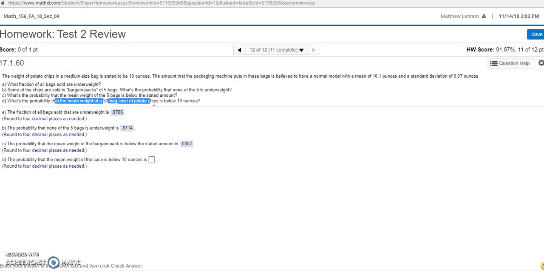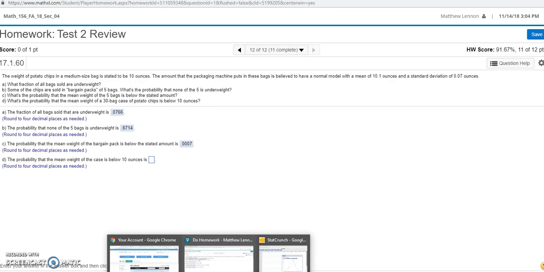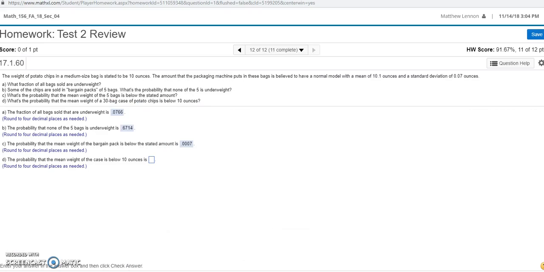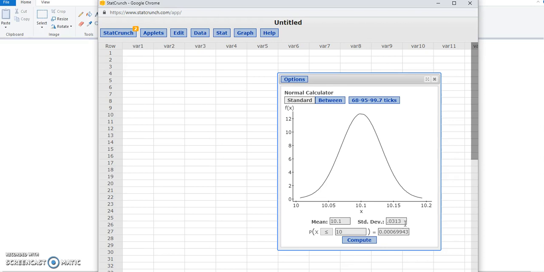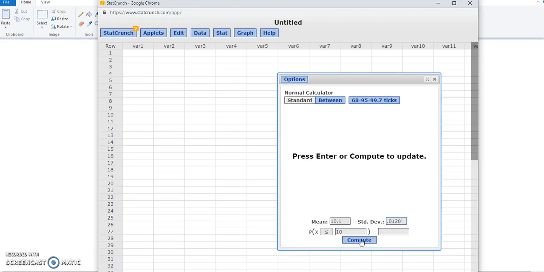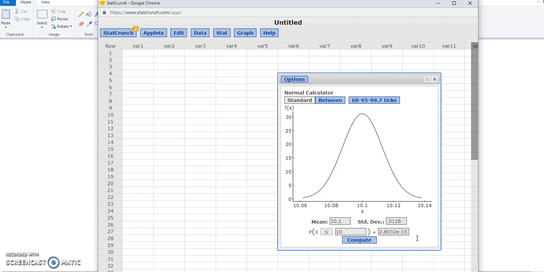And then for D, they're asking what's the probability for the mean weight of a 30 bag case. So now we're looking at a sampling distribution where the sample size is 30 rather than 5 in the previous example. So the new sampling distribution standard deviation would be 0.07 divided by the square root of 30. That comes out to something even smaller, 0.0128. To answer the same question on that sampling distribution, we just go back to StatCrunch and change this to 0.0128. Hit compute, and we get e to the negative 15th, which means move the decimal 15 places to the left. So this is essentially equal to 0.